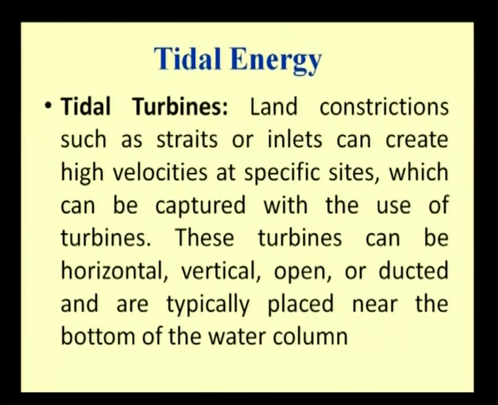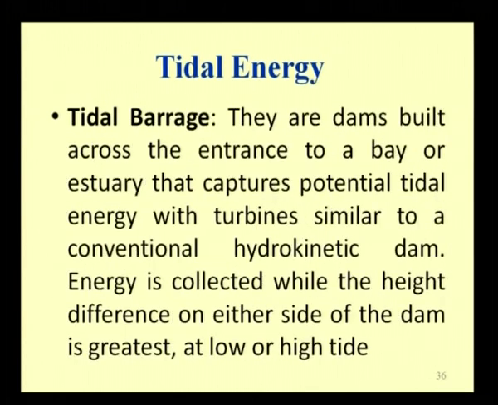Now, let us talk about the tidal energy. The tidal turbines: land constrictions such as straits or inlets can create high velocities at specific sites, which can be captured with the use of turbines. These turbines can be horizontal, vertical, open or ducted, and are typically placed near the bottom of the water column. So, in that way the tidal energy is produced.